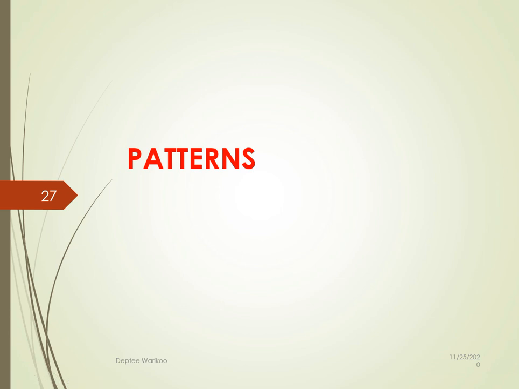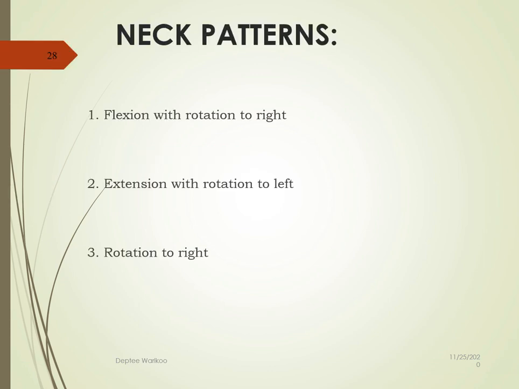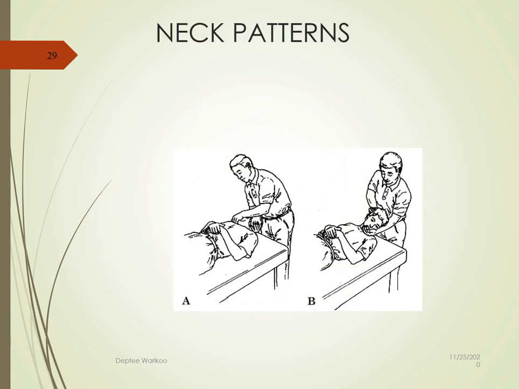The patterns of PNF are composed of multi-joint, multiplanar, diagonal and rotational movements of the extremities, trunk and neck. So these patterns will be in the form of diagonal 1, diagonal 2 patterns. We will be starting with the neck patterns. The neck patterns are rotational patterns along with the contralateral patterns. So we will start with flexion, rotation to right, then extension with rotation to left, and then the rotation patterns. Now these are the neck patterns which you can see in the diagram.